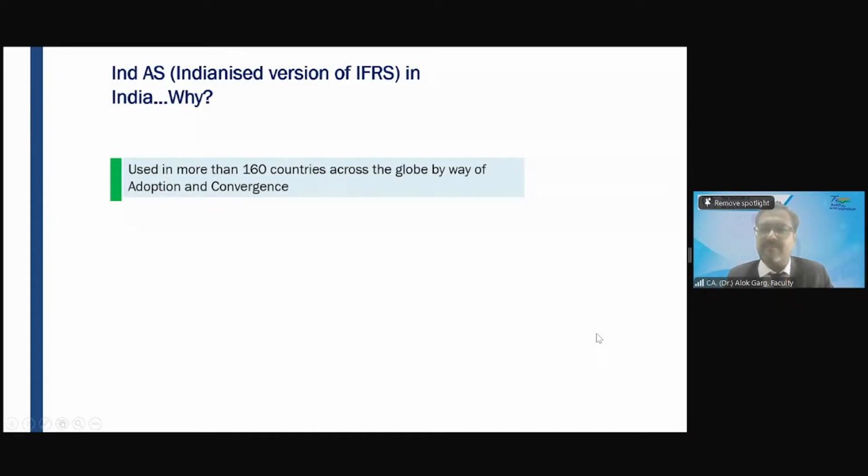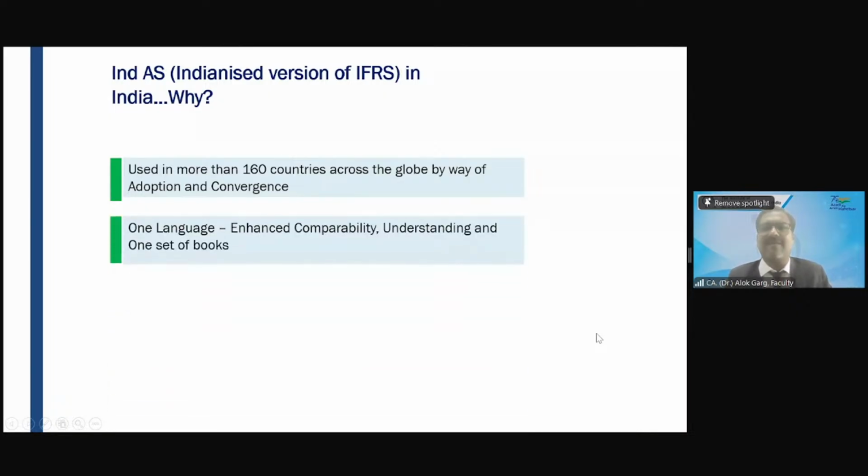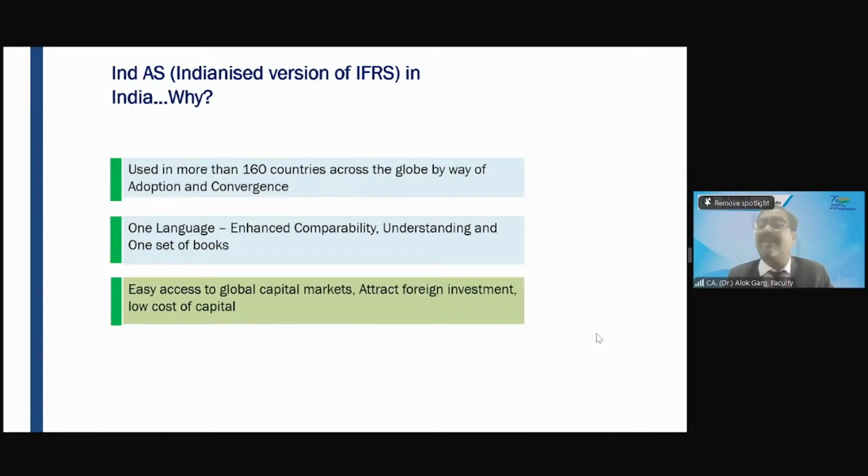Okay, this is the beauty of global standard. One language will enhance comparability, understanding and one set of books. Easy access to global capital market, attract foreign investment, low cost of capital, right?